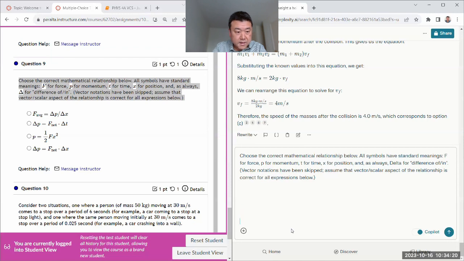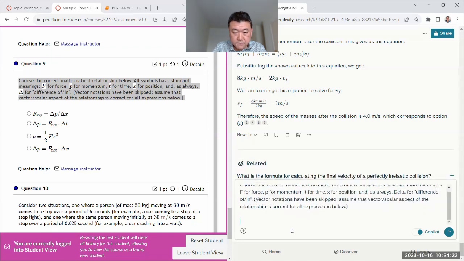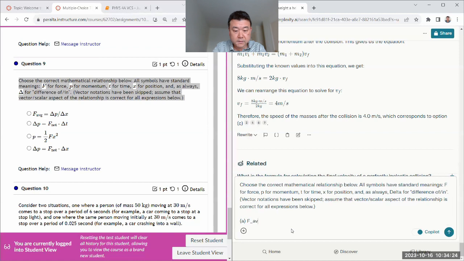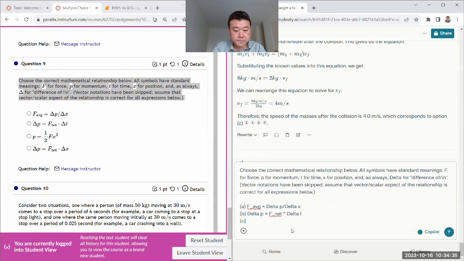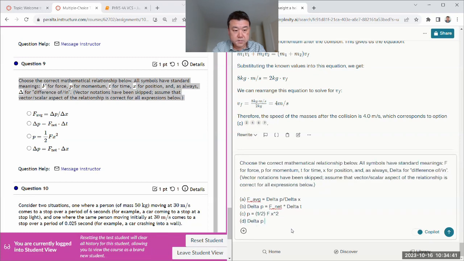And I think I just have to type these in. These are never gonna copy over well. F average is equal to delta P divided by delta x. Delta P is equal to F net times delta t. P is equal to 1 over 2 times m v squared. Delta P is equal to F net times delta x.